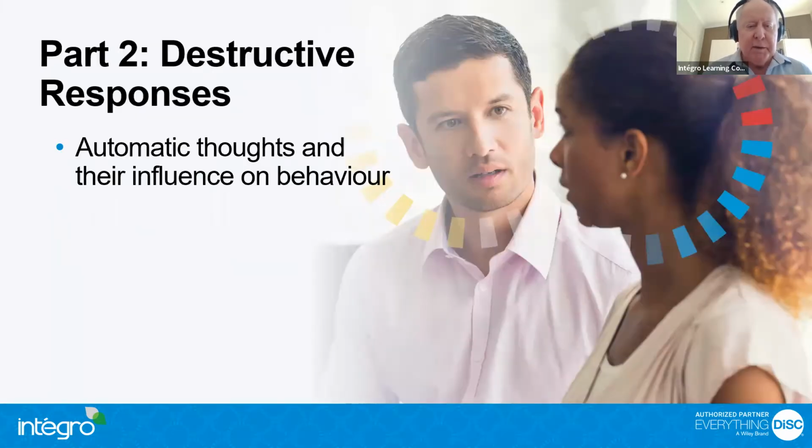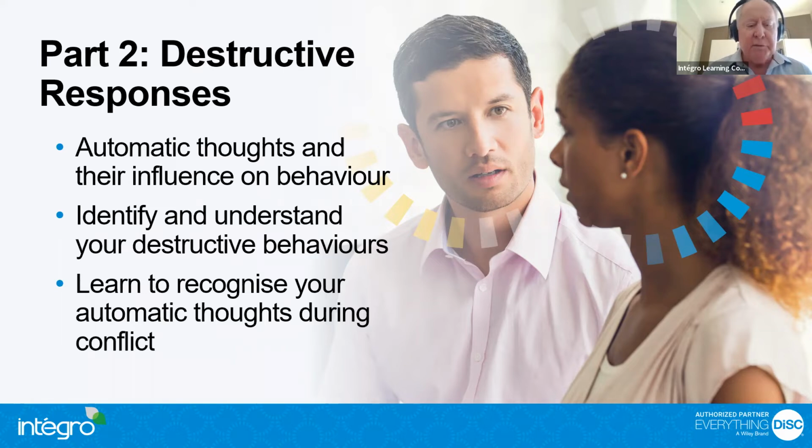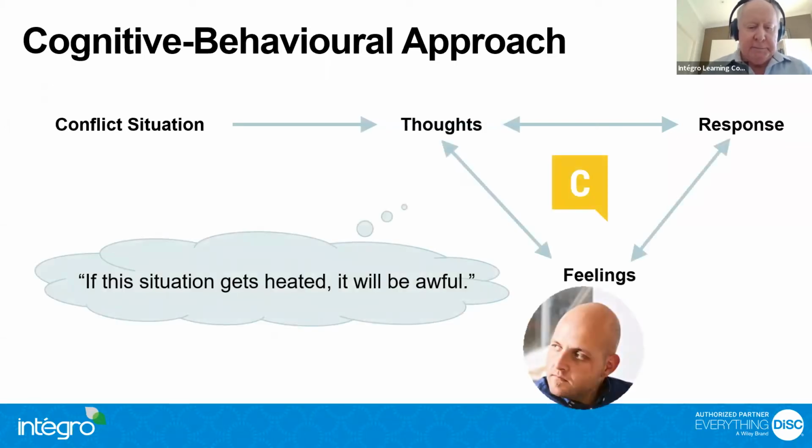Okay, so we're going to look at automatic thoughts and how they influence destructive responses. We're going to identify and understand your own destructive behaviors and learn to recognize your automatic thoughts during conflict. So here's an example. Oh no, this is actually not Ruby. We're going to switch to somebody else. Okay, so this is a C-style person, all right? And he's got this automatic thought that bubbles up that says, if the situation gets heated, it will be awful, all right? So how do you think that's going to affect his feelings?